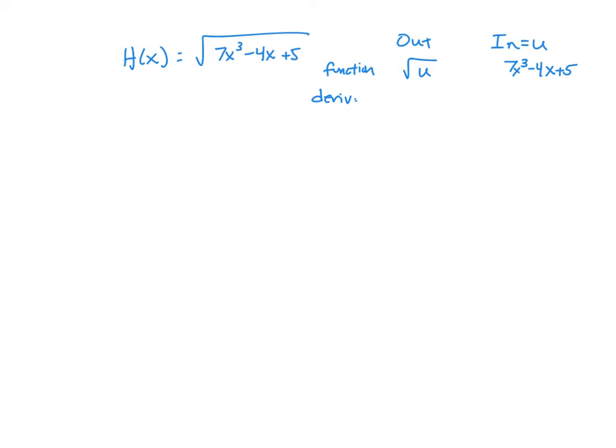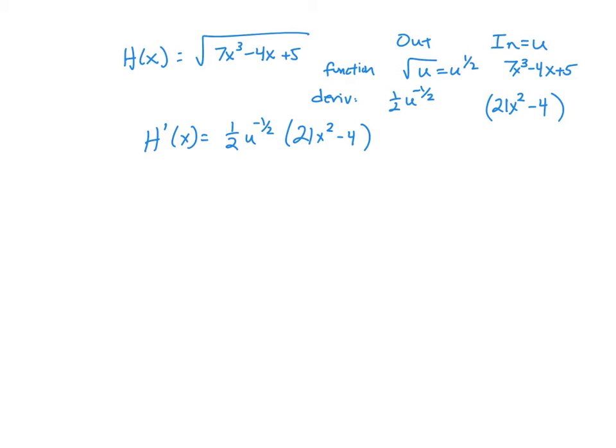And then the derivatives, the derivative of the inside function would be 7 times 3x squared, so 21x squared, minus 4, that's the derivative of the minus 4x, and the derivative of plus 5 is 0. The derivative of the outside function, I could think of this as u to the 1/2, and so I get 1/2 u to the negative 1/2. And so for my derivative of capital H, I get 1/2 u to the negative 1/2 times (21x squared minus 4). It's really important I put these in parentheses.